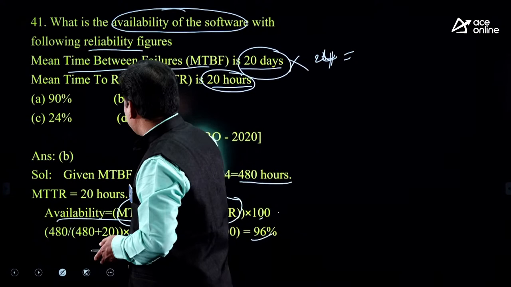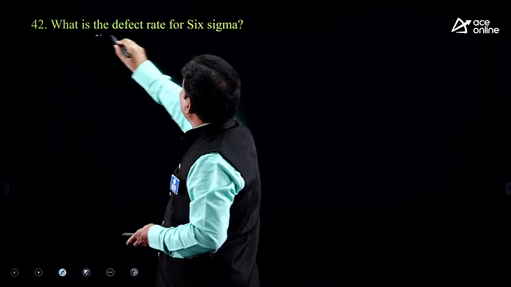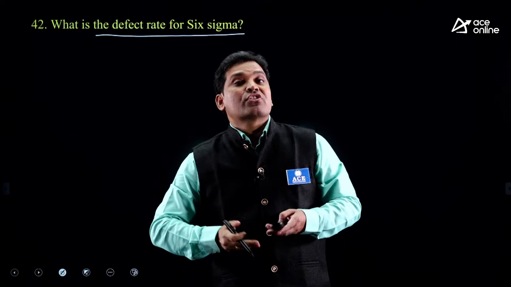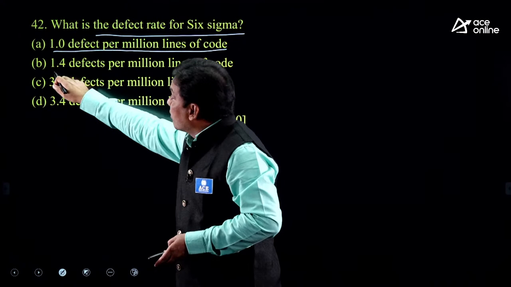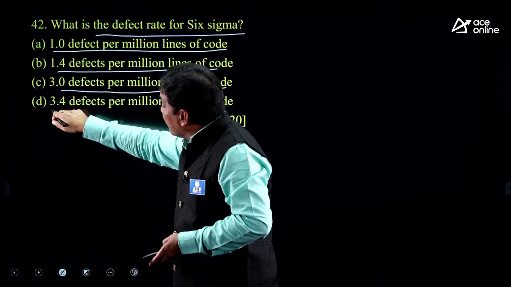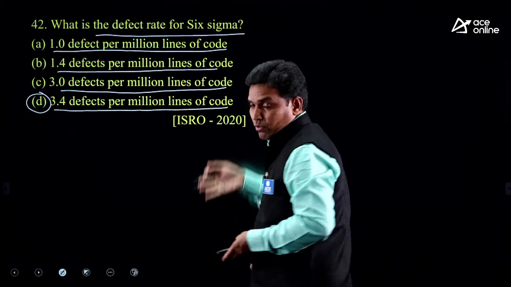What is the defect rate for Six Sigma? We know the importance of Six Sigma, whether the software industry follows CMMI or Six Sigma or which standard. So what is the defect rate? The defect rate of Six Sigma is very low. Just observe. Is it 1.0 defects per million lines of code? Is it 1.4? Is it 3.0? Is it 3.4 defects per million lines of code? The answer is 3.4 defects per million lines of code, meaning the failure rate is very low. So the answer is D.